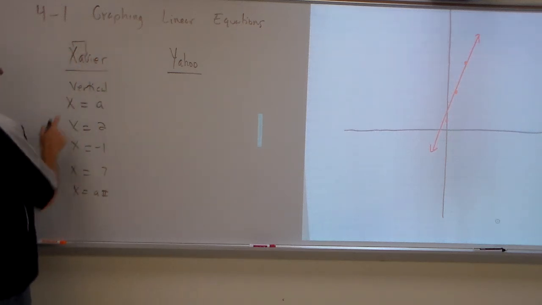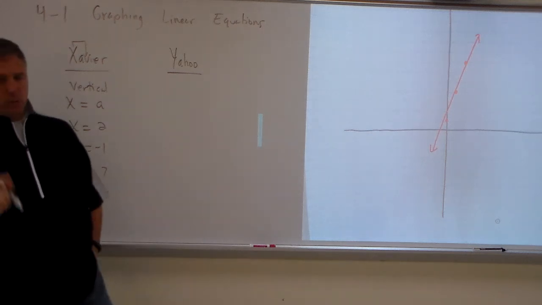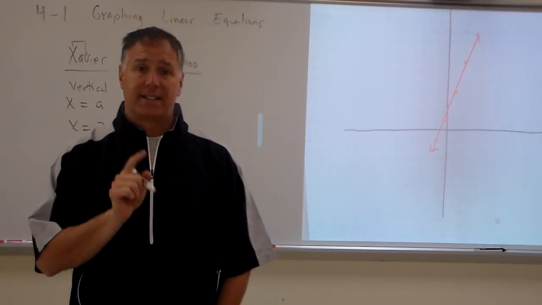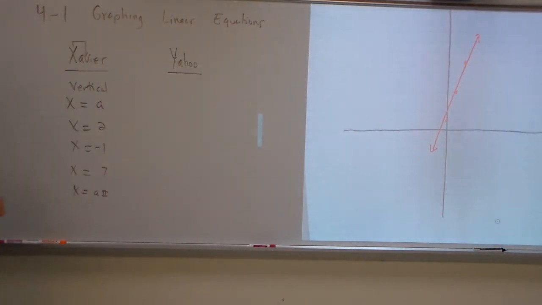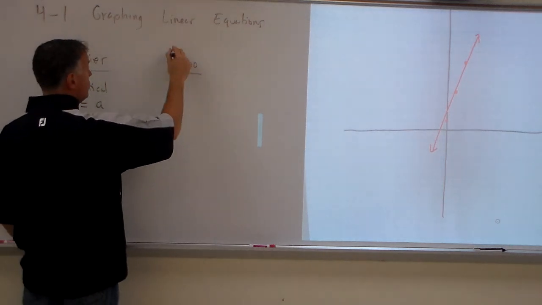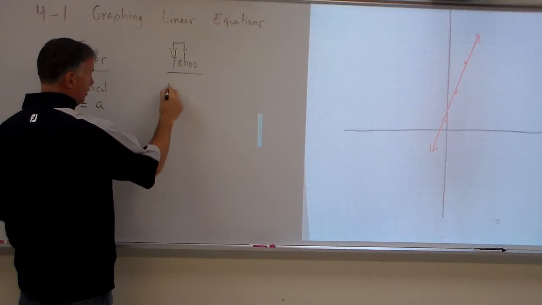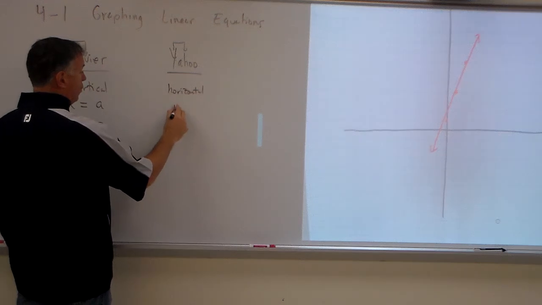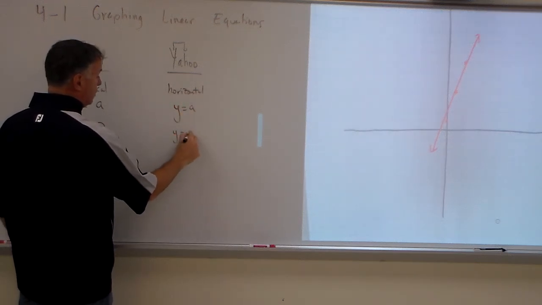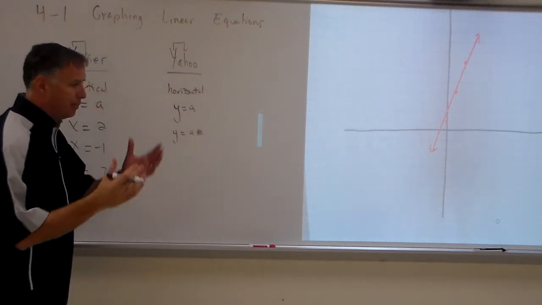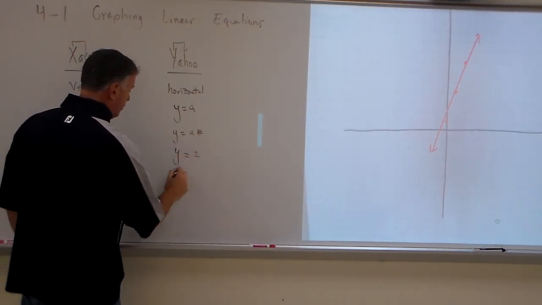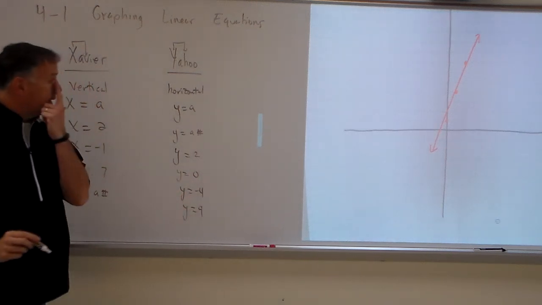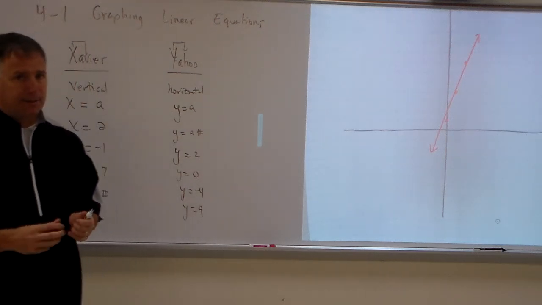X equals V. X and V in the same word, X and V in the word Xavier. So when you see x equals a number, you know that it's got to be a vertical line. Okay? So I have another word here with a y and an h. So if you have y equals a number, it's going to be a horizontal line. And that would be y equals a, or y equals any number. Y equals 2, y equals 0, y equals -4, y equals 9. Those are all examples of horizontal lines.